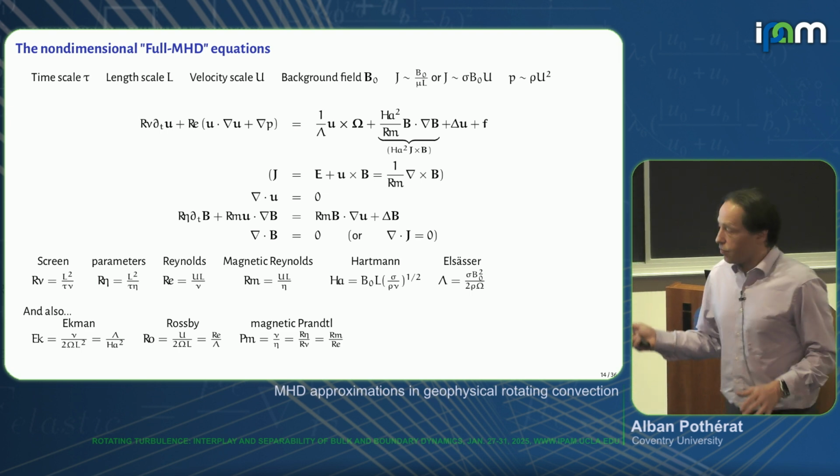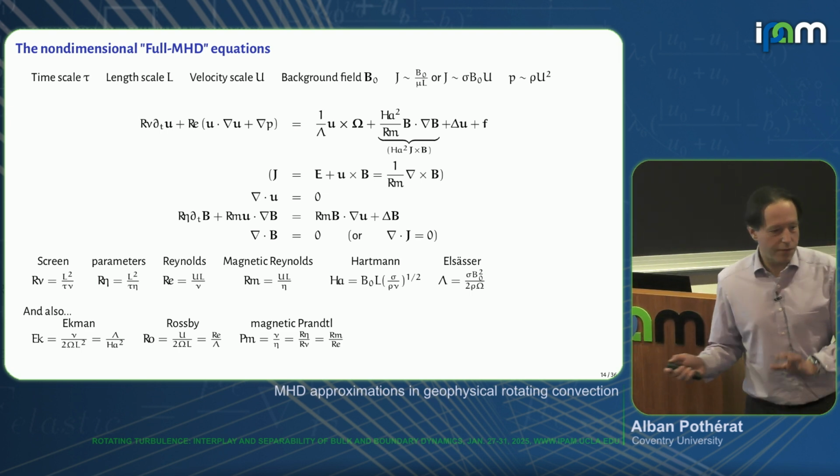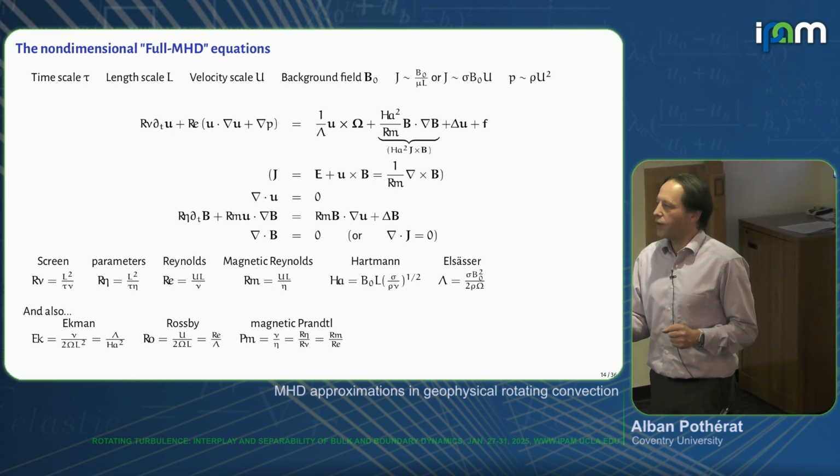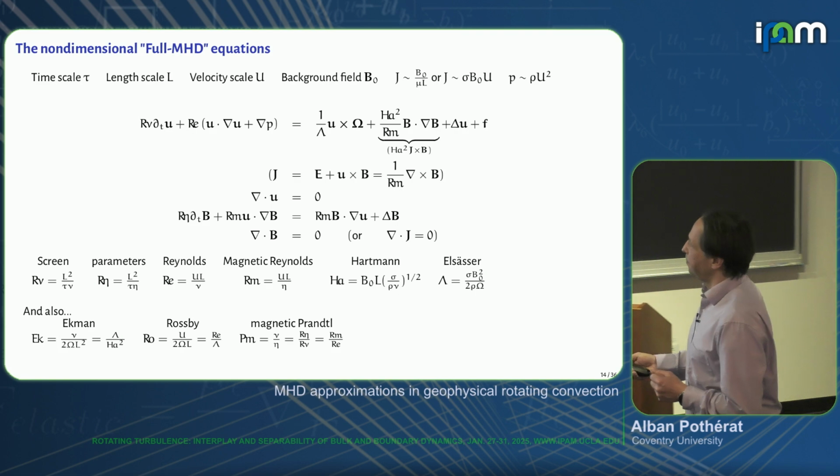That's the full MHD equation. If you have that, you have dynamo, you have everything, you have not neglected anything. So if you use those equations, you can probably obtain dynamos, provided you have a good enough code and you know what you're doing.